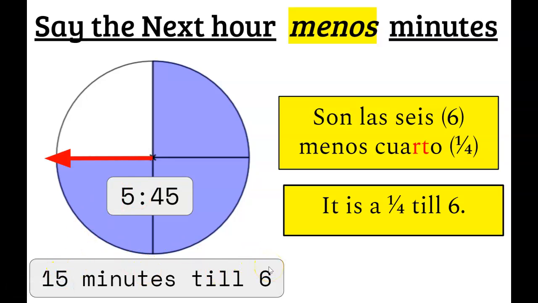So what I'm going to say in Spanish is I'm going to say the hour first. It is 6, son las 6, till, or minus, which is menos, a quarter, cuarto. Okay, this literally means it is a quarter till 6. I'm going to practice with you on these.